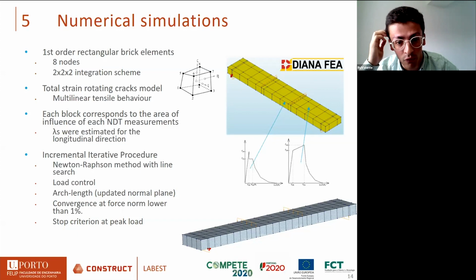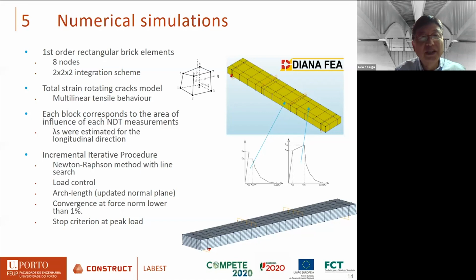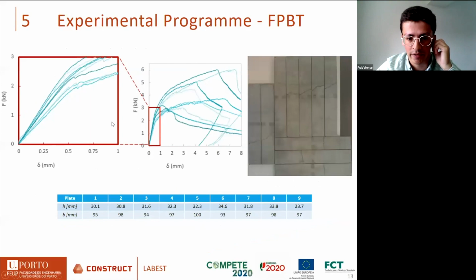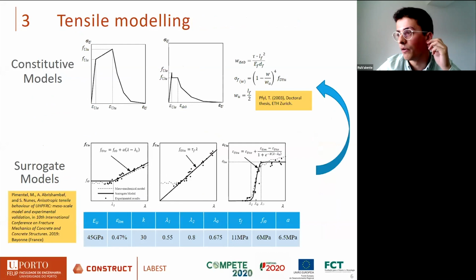Yes, third one, please. How was the calibration of the stress deformation law performed in order to perform the Diana models? Thank you for the question. The stress-strain law of the elements was based on the surrogate models, which relate the fiber structure parameter, which accounts for fiber orientation and fiber content, to these mechanical properties. These mechanical properties were found to be well correlated by means of these functions with the fiber structure parameter. The mechanical properties can then be used to draw this tensile law, okay? And then they were implemented in the tensile behavior of rotating crack models.